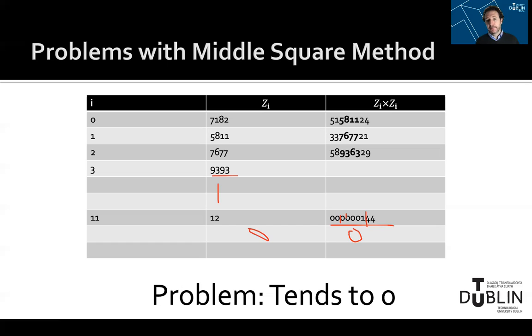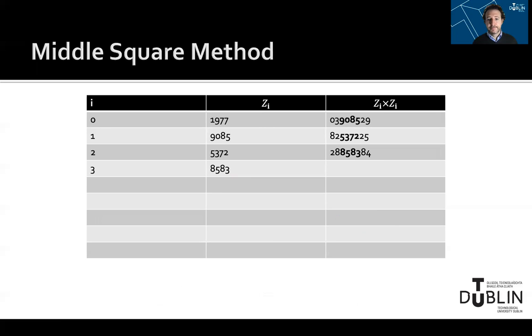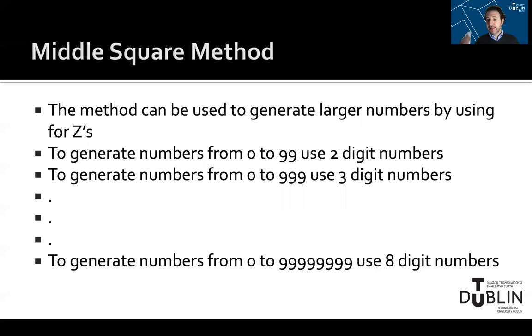I asked you for numbers between 0 and 9999, and you just kept saying 0, 0, 0 every time. That's not random. So what happens if you take a different seed? The same thing. Every time you choose a seed, it keeps on tending to 0. That's a big problem. Now, of course, the middle square method can be used to generate 2-digit numbers if you start with numbers between 0 and 99 and square them. 3 digits between 0 and 999, square them. And if you want to do 8-digit numbers, it's between 0 and 99999999 and square them. So the number of digits you want, that's the number you have to square.